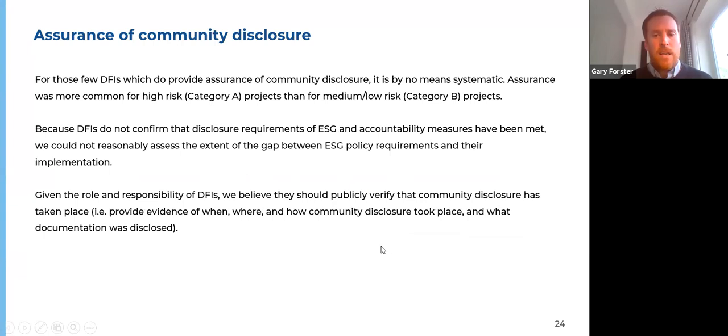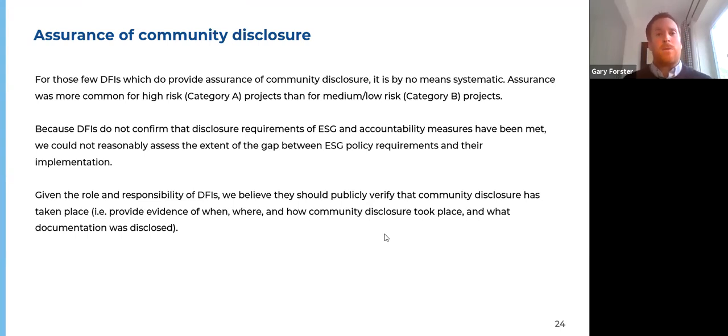So back to this matter of assurance, and here we're talking about assurance of community disclosure. For those few DFIs which do provide assurance of community disclosure, it is by no means systematic. Assurance was more common for high-risk Category A projects than for medium, low-risk Category B projects. And because DFIs do not confirm that disclosure requirements for ESG and accountability measures have been met, we could not reasonably assess the extent of the gap between ESG policy requirements and their implementation.